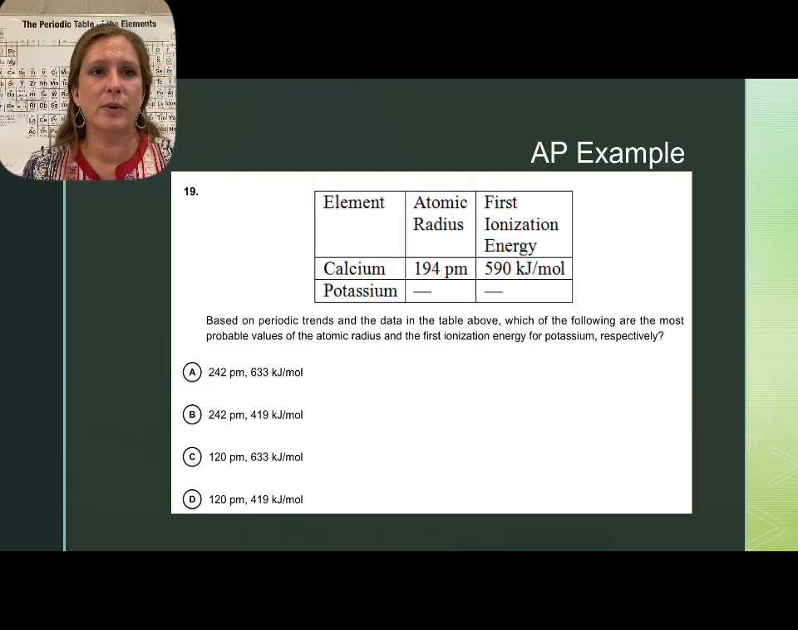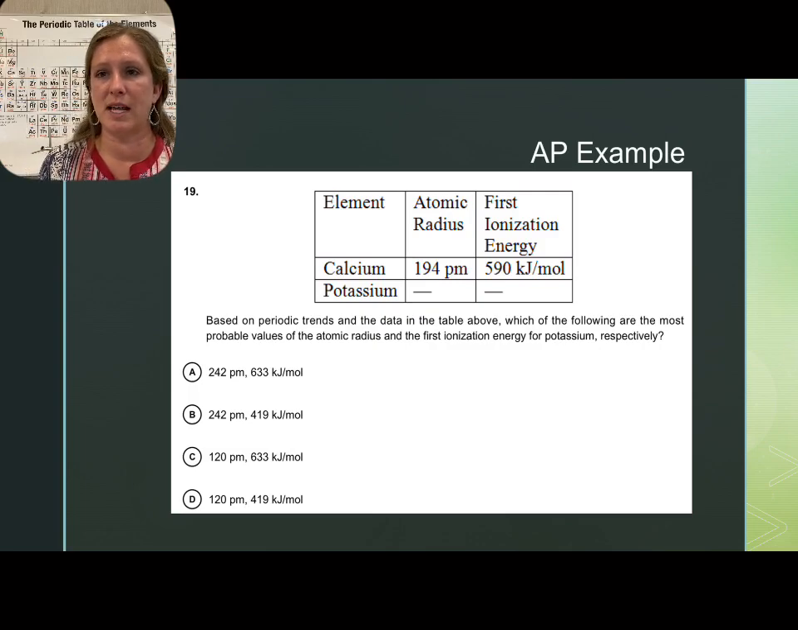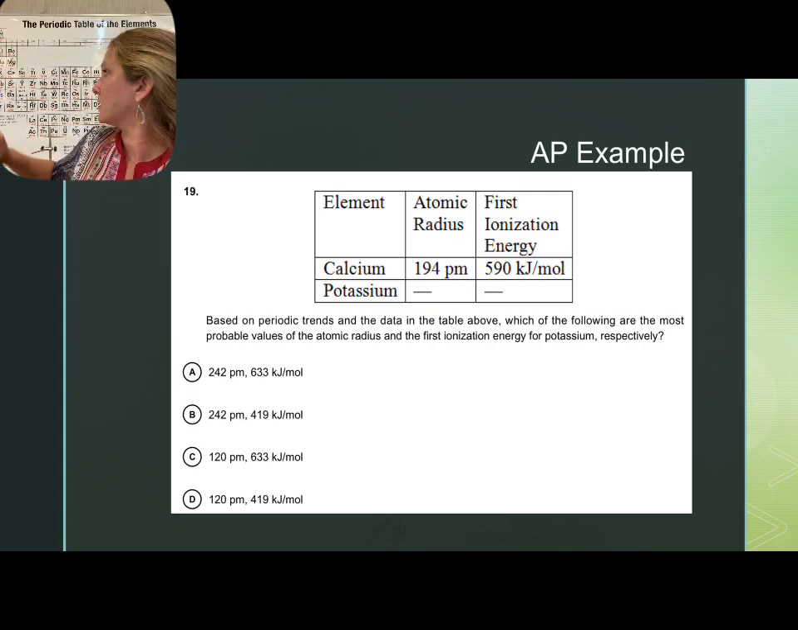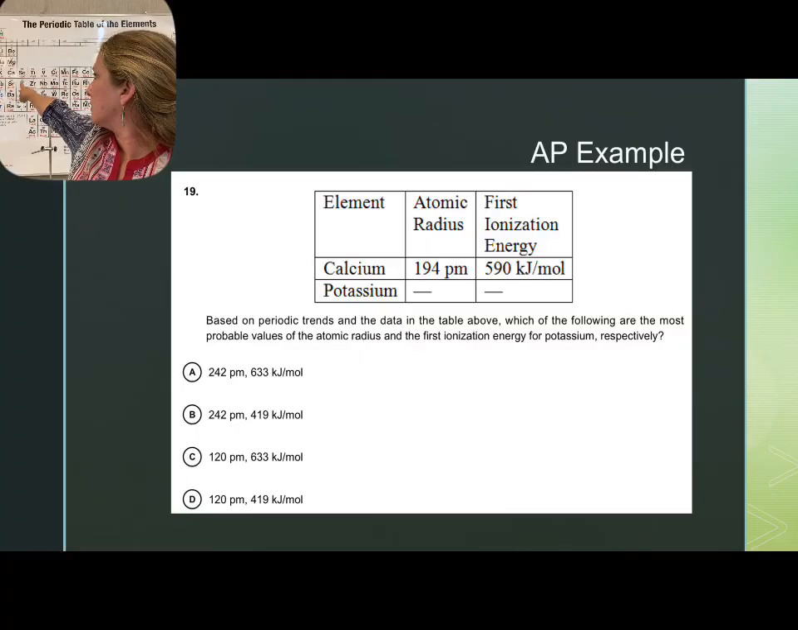All right, so in this one, we've got some information about calcium, and they're asking us what we would predict the information of potassium to be. So we need to find calcium and potassium on the periodic table. They're right next to each other. Potassium is to the left, calcium is to the right.